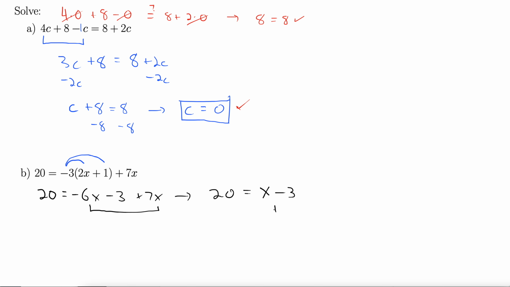And finally, I'm going to add a 3 to both sides here. 23 equals x. And there's nothing wrong with having an x on the right-hand side like that. You could say x equals 23. You could say 23 equals x. Those are the same thing. And again, if you had time, you could plug this into x to check and make sure that this equality is satisfied.